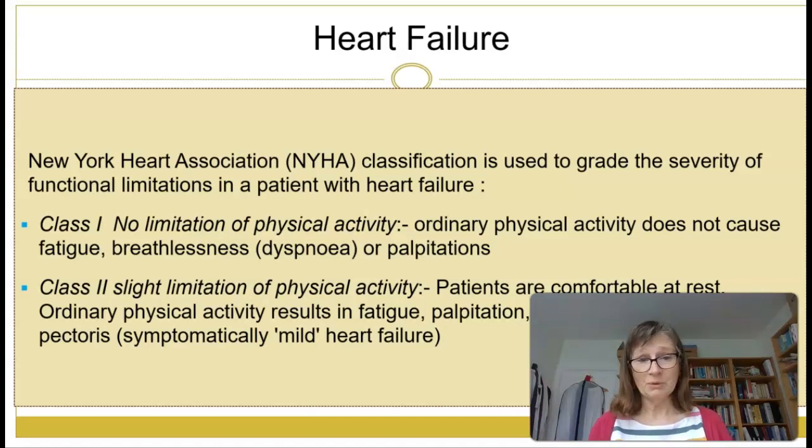They have no fatigue, no breathlessness or palpitations. Class 2 is a slight limitation of physical activity, so when people aren't doing anything, they're absolutely fine. But some ordinary physical activity can lead people to feel fatigued, get heart palpitations, get breathless, or get angina. So that is a symptom of mild heart failure. But you can see already that this level of heart failure is having quite an impact on life.